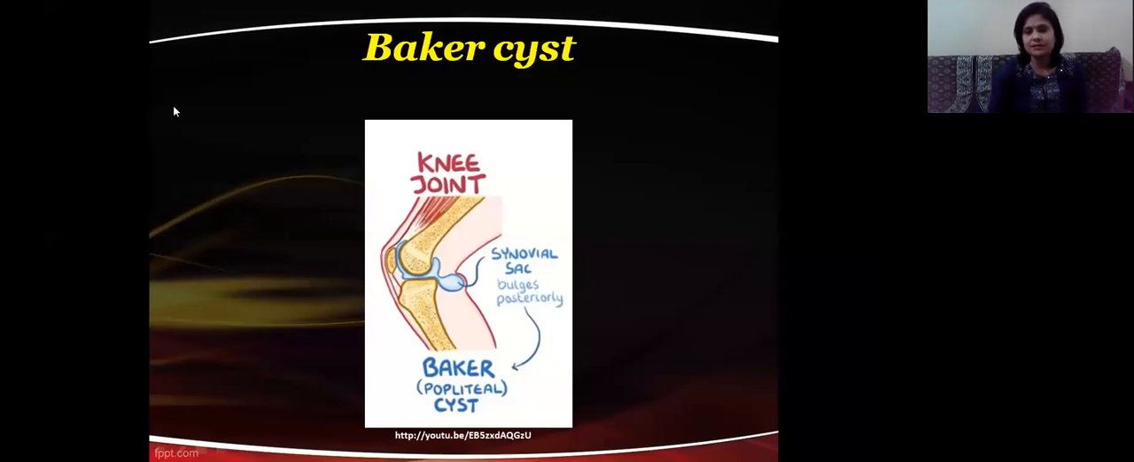A person suffering from rheumatoid arthritis may develop Baker's cyst, which is also known as popliteal cyst. This is actually a fluid filled sac behind your knee. The synovial sac bulges posteriorly, posterior to the knee. This is known as Baker's cyst or popliteal cyst.